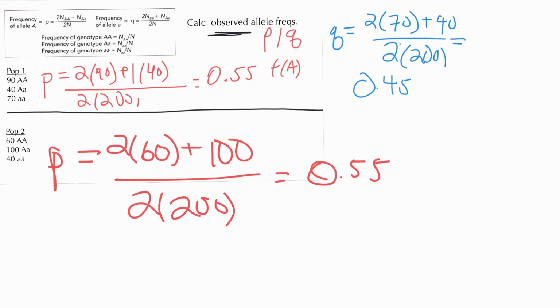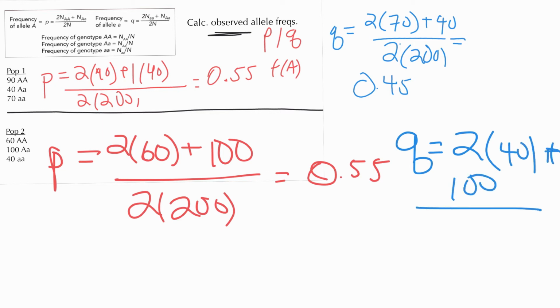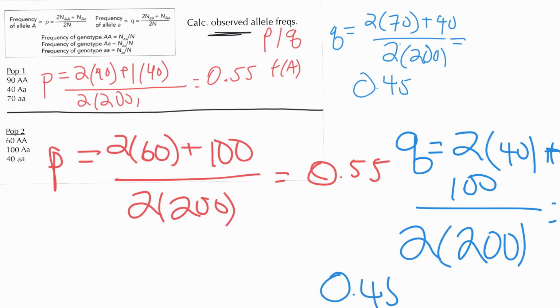And the frequency of little a, q, so 2 for every homozygous recessive plus 1 for every heterozygote divided by 2 alleles for every individual. You do that, equals 0.45. So in fact, if we look here, we have the same frequency of alleles in both populations. Obviously they're distributed differently, but the allele frequency is actually the same. So that means the proportion of the gene pool that's big A and the proportion that's little a is equivalent in these populations.